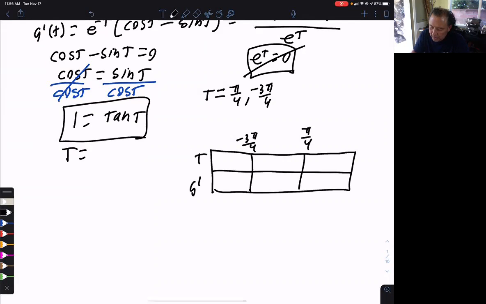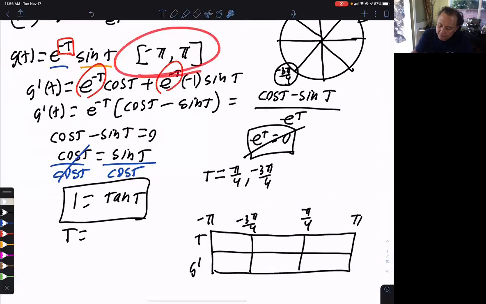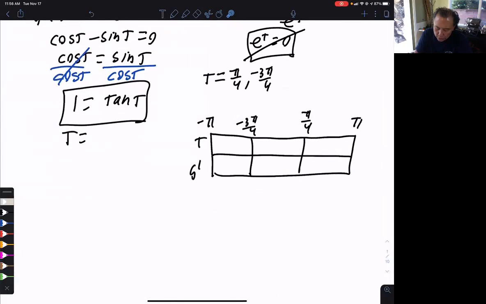T and G prime. Left end is negative pi, right end is pi. Again, they told us that at the beginning. We have 2 critical points. A number between them, that's easy, 0. And a number bigger than that, I like pi over 2. That's definitely between these values. And between negative 3 pi over 4 and negative pi, I'm going to go negative 5 pi over 6, because that's a nice number I know between these two.